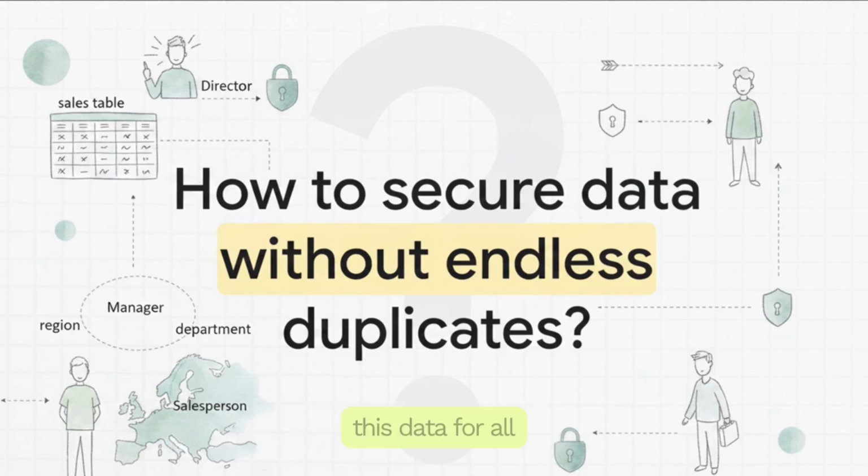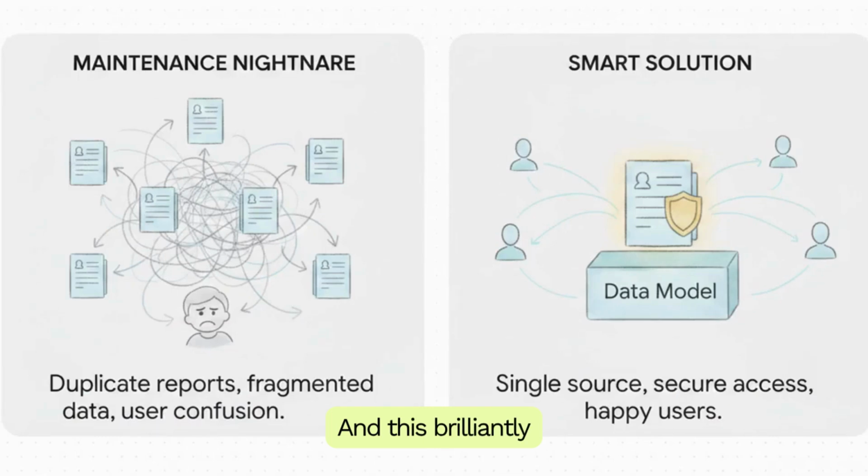How do you actually secure this data for all these different users without pulling your hair out or just quitting your job on the spot? And this brilliantly illustrates the crossroads so many developers face. The immediate reflex for some people is to create a total maintenance nightmare. They duplicate the report into 3 separate files, build specific filters for each one, and just share them out. But imagine having to update a calculation across dozens of duplicated files. It's just not going to work.